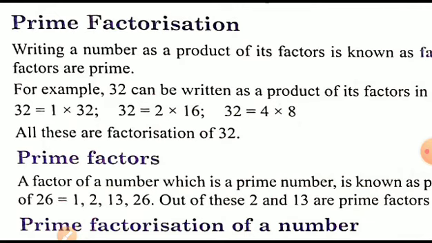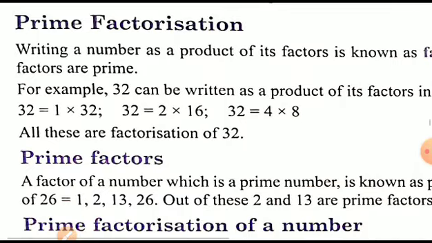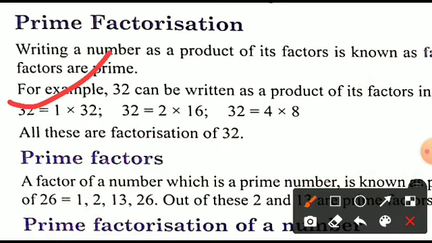Now here we will discuss prime factorization. So students, what is prime factorization? As you know, if we have a number, for example 32, and we divide 32 in the following ways: 32 is equal to 1 into 32, 32 is equal to 2 into 16, 32 is equal to 4 into 8. All these are the factors or factorization of 32. Clear? And this process is known as factorization.